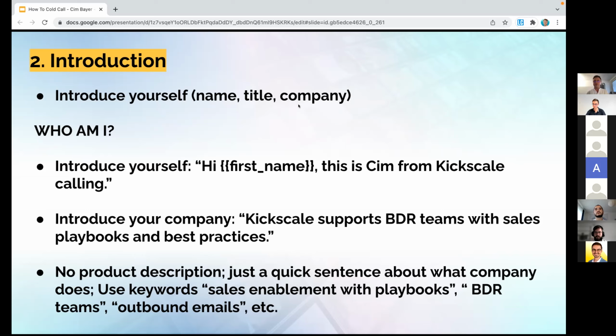That really, really helps, because in these first sentences, in the first 3-4 sentences, the person on the other end will decide if you're just wasting his time or if you actually have something valuable to contribute.